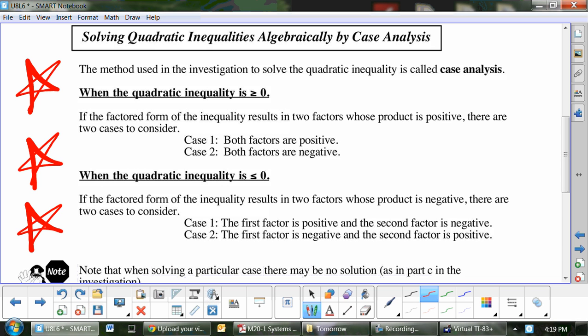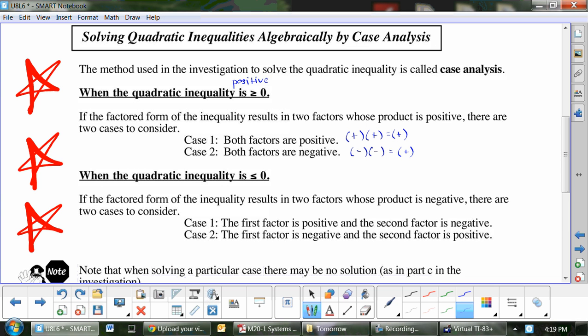And so what it says is that there's two separate situations. One where the inequality is greater than 0, so it's positive. And in the case that it's positive, we either know that both factors must be positive, resulting in a positive, or that both factors are negative, resulting in a positive.